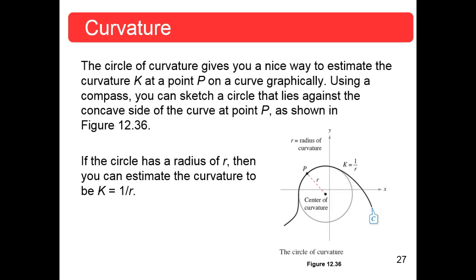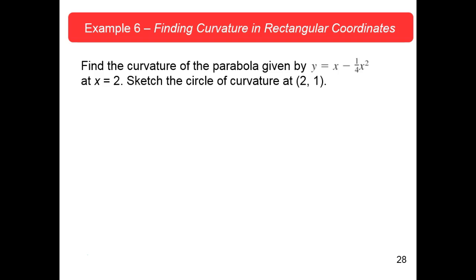Well, they showed that they made a pretty good estimate here. If the circle has a radius r, whatever that turned out to be, then you can estimate the curvature to be K is equal to 1 over R at that point. So that's just an estimation process. Okay, let's see if they do example 6.